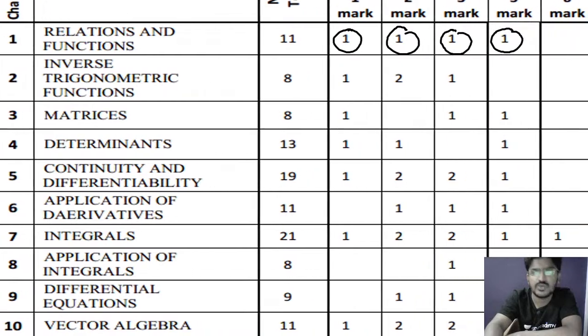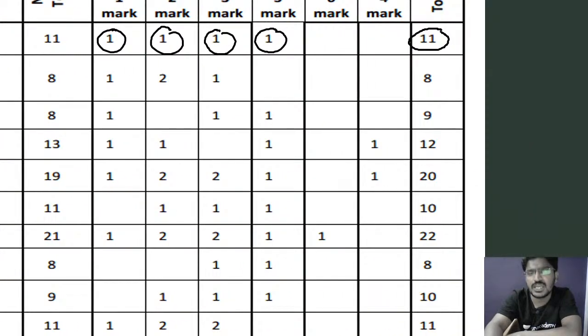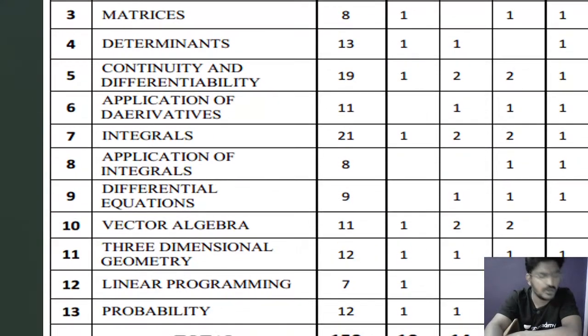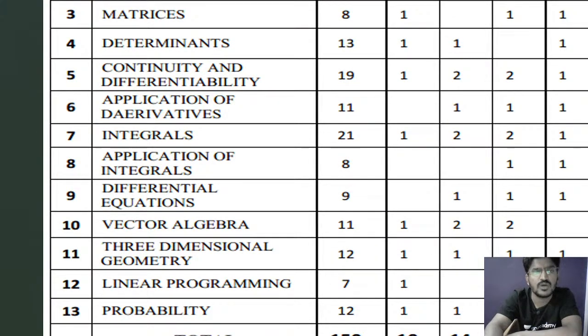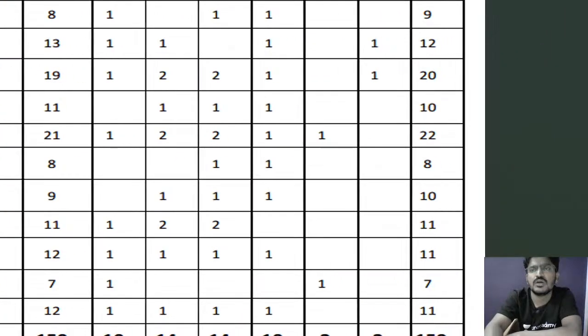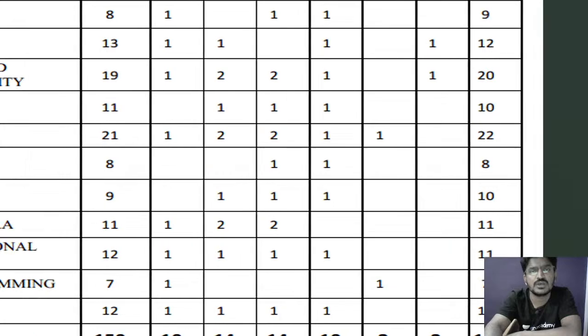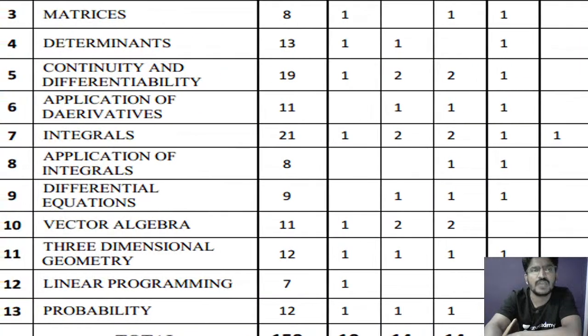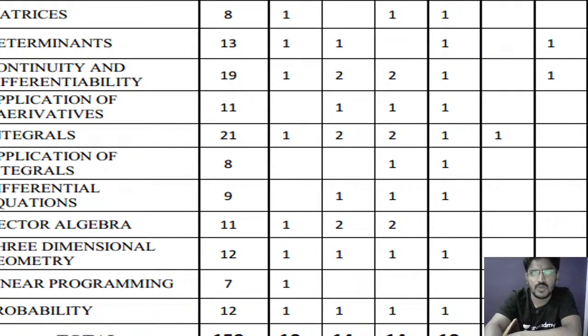From matrices you are going to have nearly 9 marks, and from the determinants you are going to have 12 marks. In that, 5 mark 1 question. Again from the determinants, 3 mark 1 question, 2 mark 1 question and 1 mark 1 question.